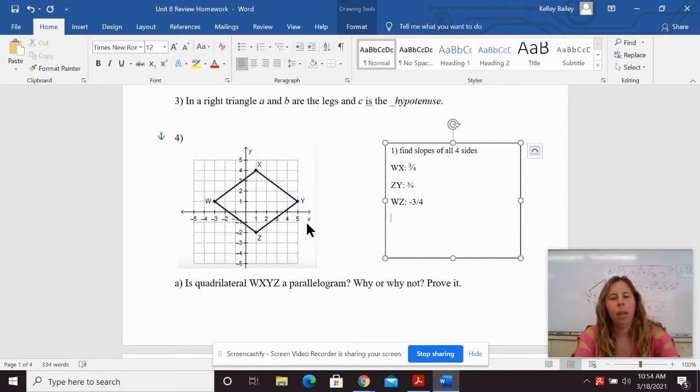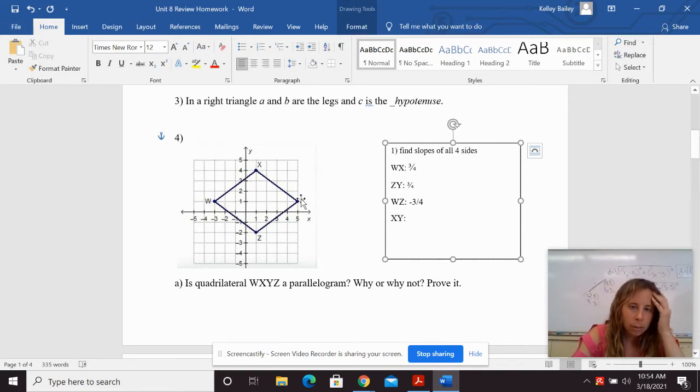So then WZ has to be parallel to XY. Let's see if it is. What is the slope of XY? If the slope is the same, then it is parallel. So I'm going down 1, 2, 3. Down 3, over 1, 2, 3, 4. Okay, yep. I go down 3 and I go over 4. Once again, these sides are parallel to each other because they have the same slopes.